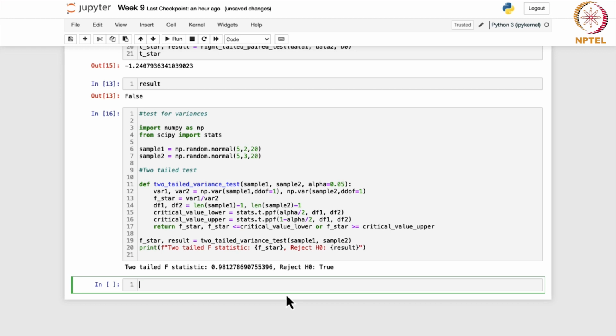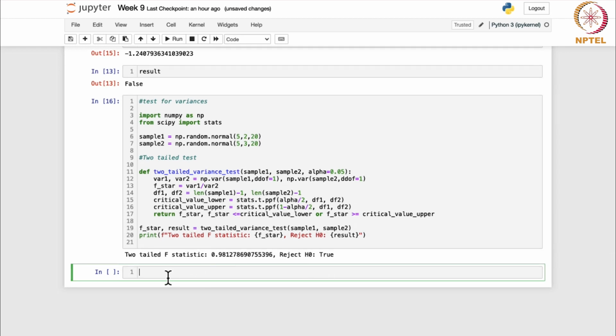So the test statistic value comes out as 0.981, and you are going to reject the null hypothesis because that is true. Okay, it means it falls in the rejection region, and you reject the null hypothesis if your F statistic is less than or equal to F 1 minus alpha by 2, or if it is greater than F alpha by 2. Okay, so this is how you can test for variances. This is just for two-tailed. Likewise, you can write for one-tailed, which includes right and left-tailed. So you can do it accordingly.